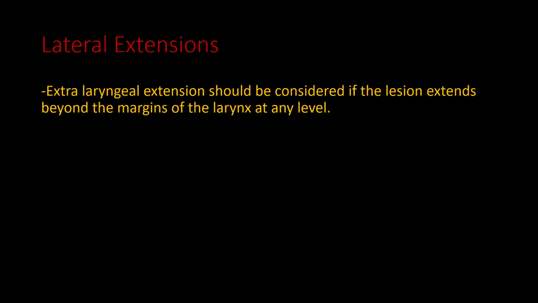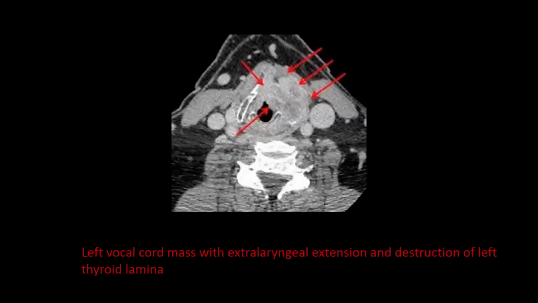Next, we have the lateral extension, which includes any extralaryngeal extensions when the lesion extends beyond the margin of the larynx. In this image, we can see a left vocal cord mass showing extralaryngeal extension along with destruction of the left thyroid lamina.